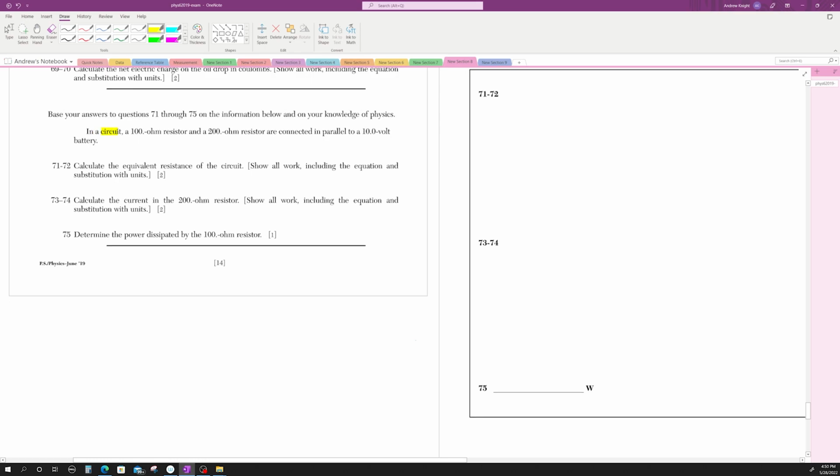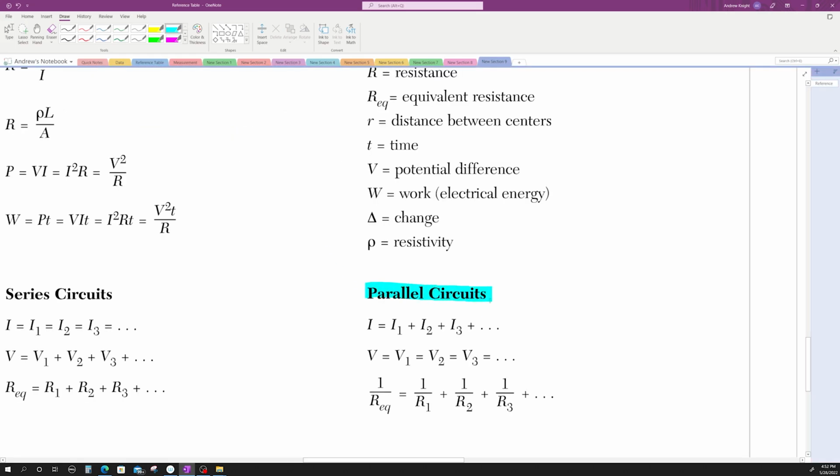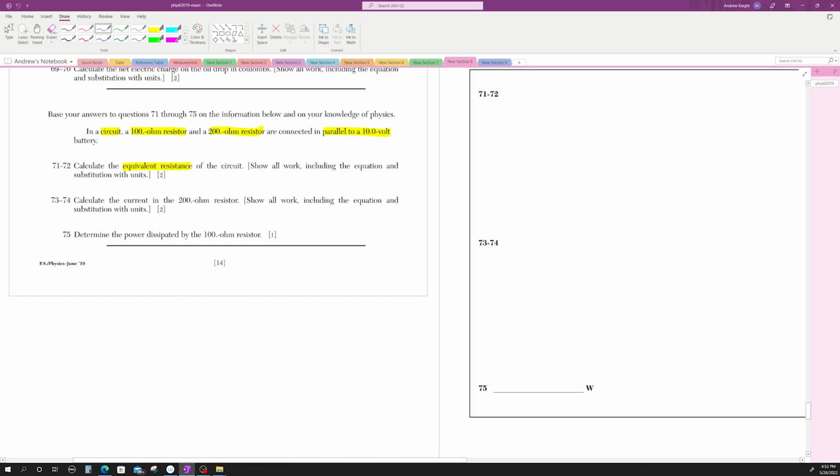We have a circuit, and in that circuit we have a 100 ohm resistor and a 200 ohm resistor, and they're connected in parallel to a 10 volt battery. We need to first calculate the equivalent resistance of the circuit. Let's head over to our reference table to remind ourselves what equation deals with equivalent resistance of a parallel circuit. And here we are at parallel circuits and how to find the equivalent resistance. As you add more resistors, the overall resistance goes down. Let's calculate it.